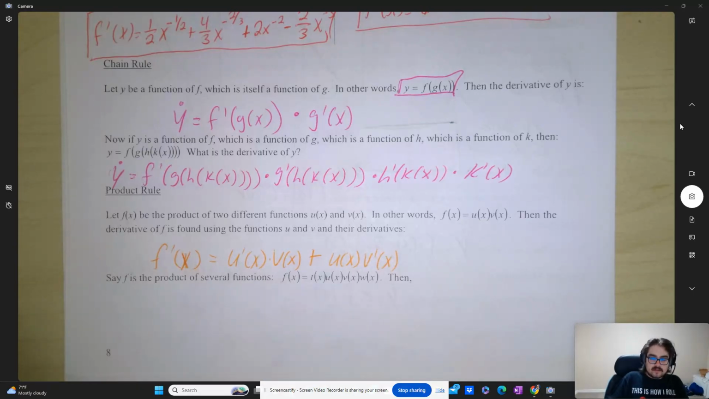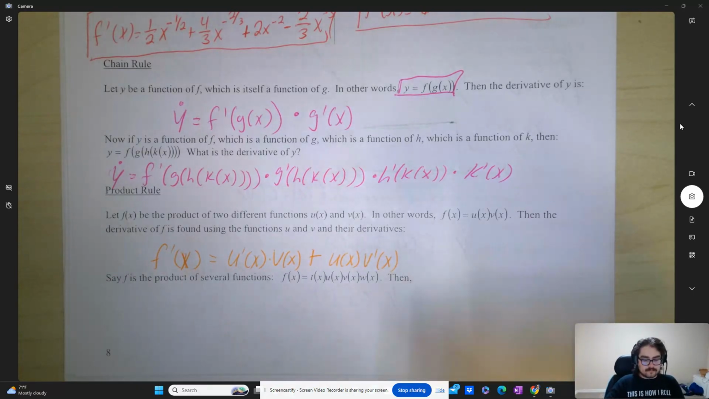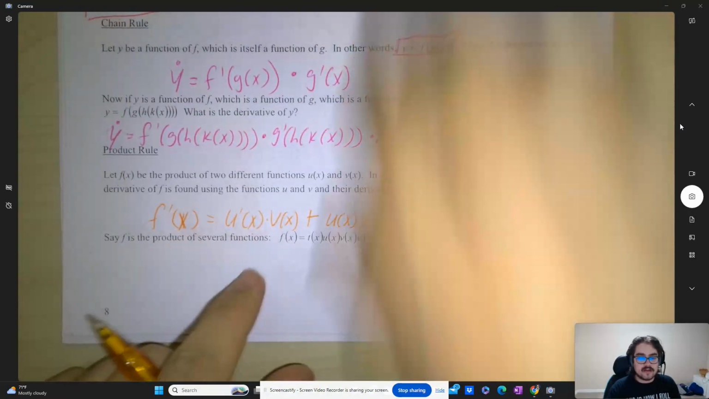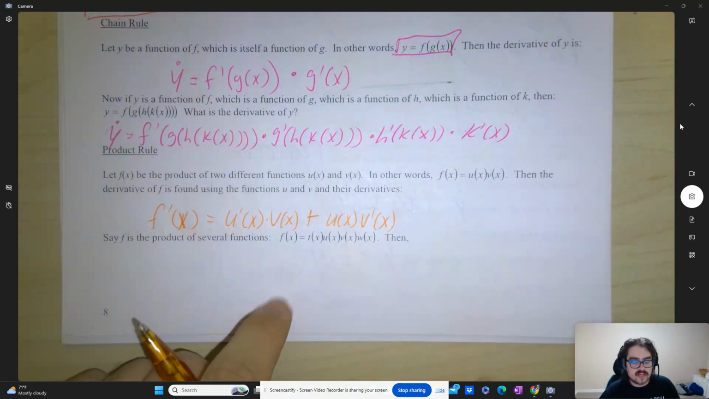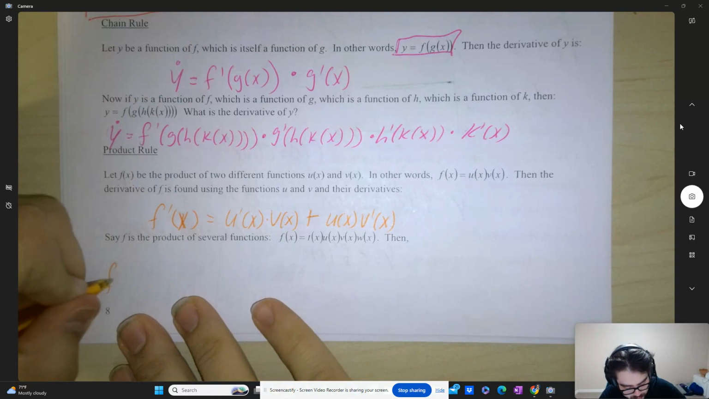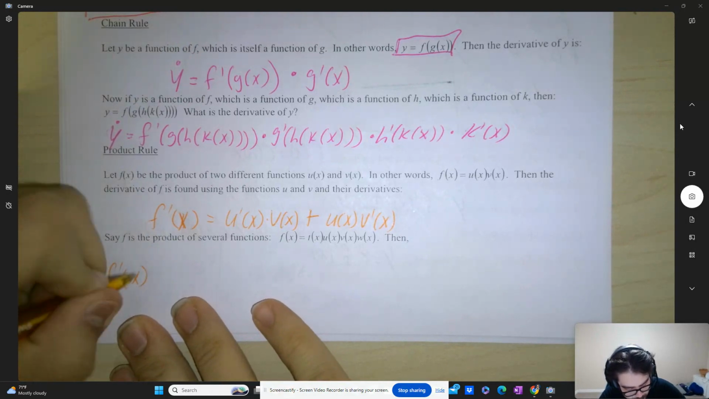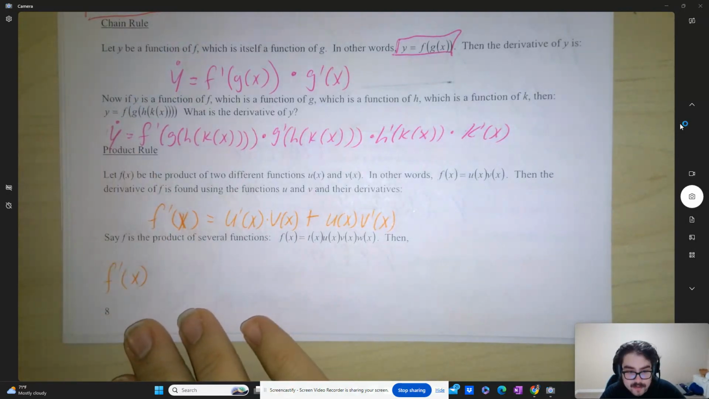So they're each getting their turn getting a derivative. Okay? If it's the product of several functions, so there's t, u, v, and w, then this is going to look like a huge mess. But basically, each one gets its turn being a derivative.